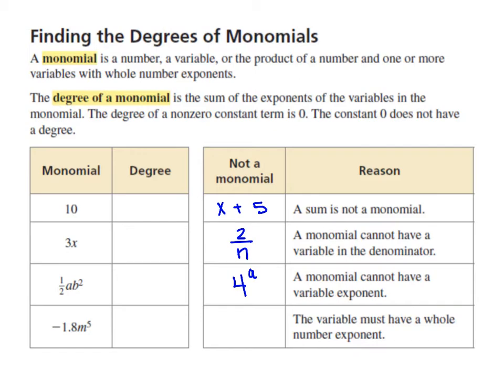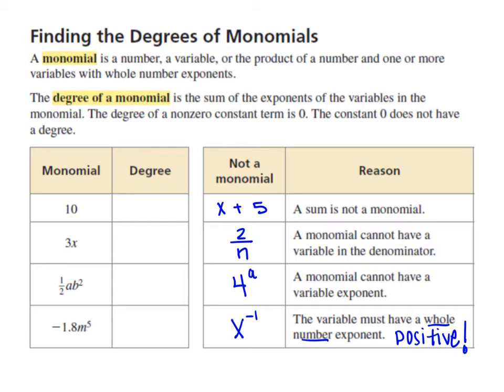Another thing that is not a monomial is something that has a negative exponent. Variables have to have whole numbers for exponents, which are positive integers. So by definition, whole numbers are the positive ones. So if I had something like x to the negative first power, that would not be a monomial.